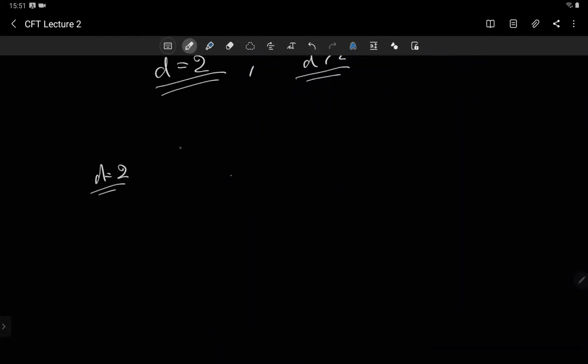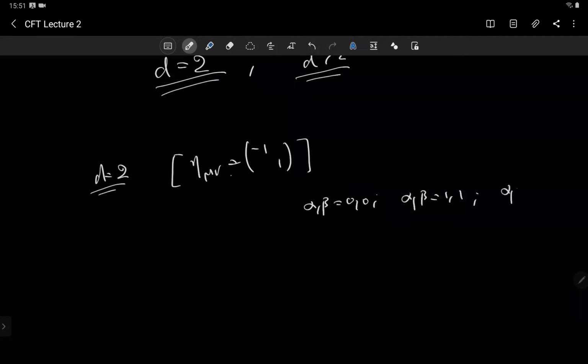So that means we take the metric to be eta mu nu equal to minus 1, 1. Therefore there are three equations. The first equation is when you take alpha beta to be 0, 0. The second equation is alpha beta to be 1, 1. And the third equation is alpha beta to be 0, 1. The 1, 0 case is the same as 0, 1 because it's a symmetric equation. So there are only three equations.